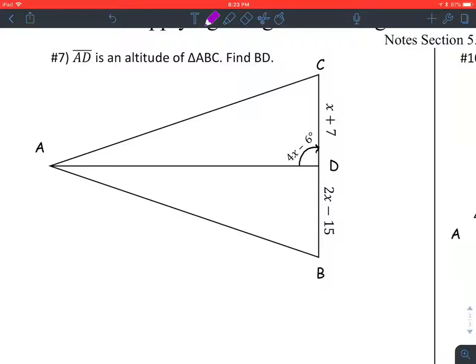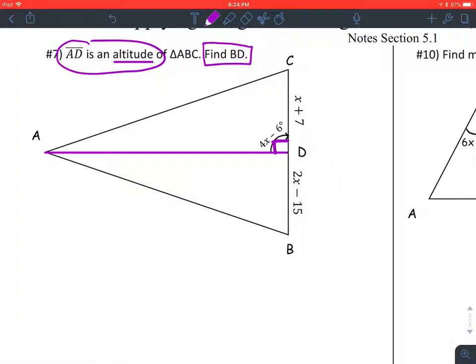Number 7, segment AD is an altitude of the triangle. When you're doing these problems, I'm begging you to underline terms or circle terms. So it says segment AD is an altitude. So that means this segment here intersects this side, forming a 90-degree angle. You need to mark that in your picture. The question is, find the length of segment BD. Now, when you're doing these problems, don't focus on the question until you've written an equation and solve for x.